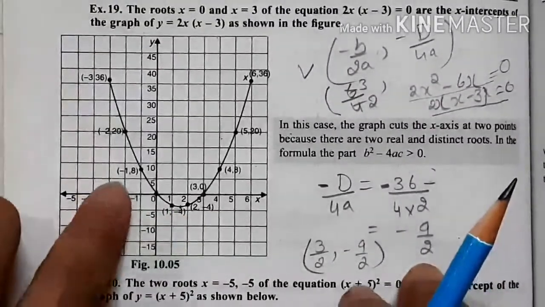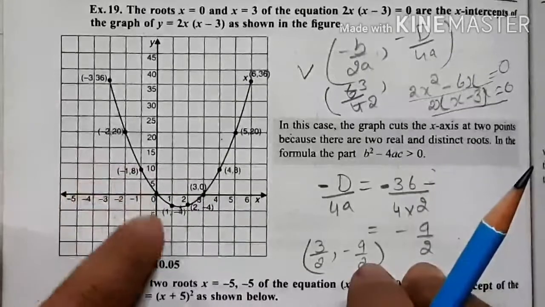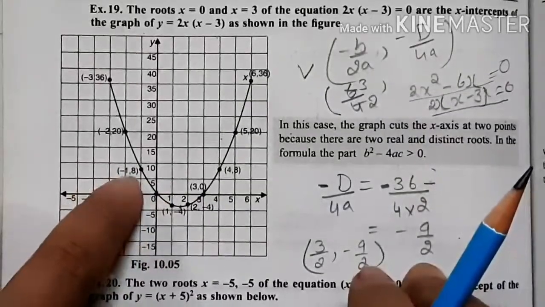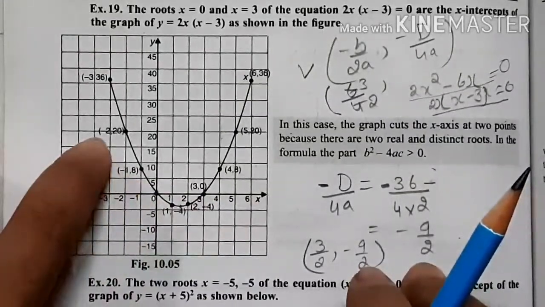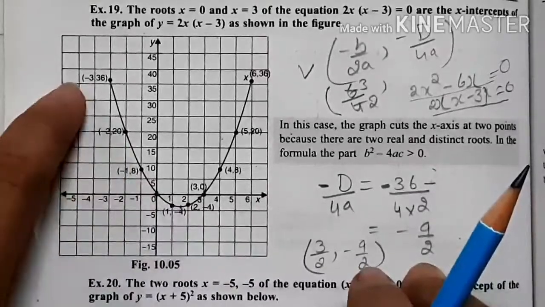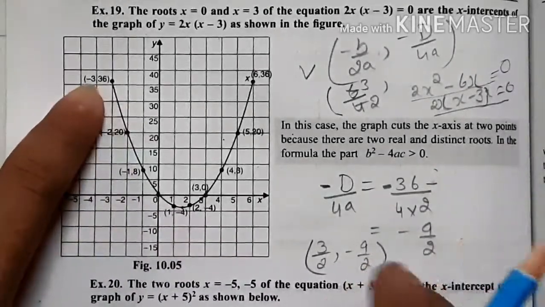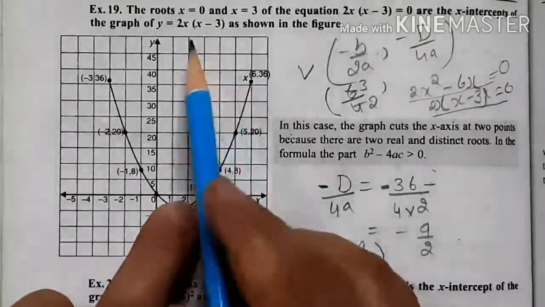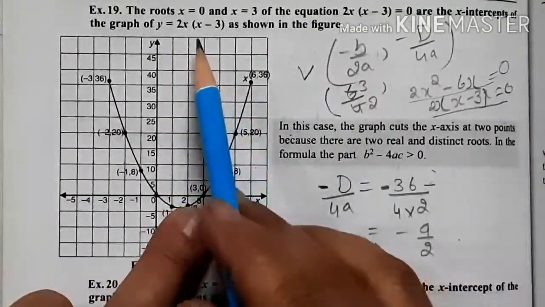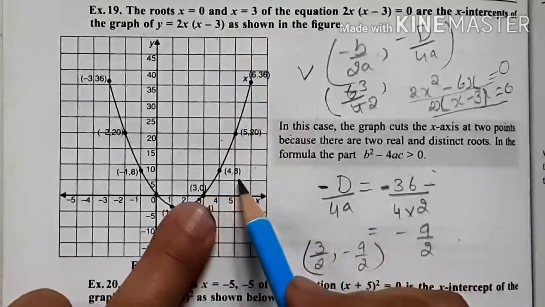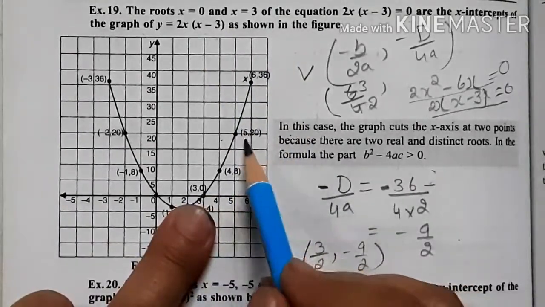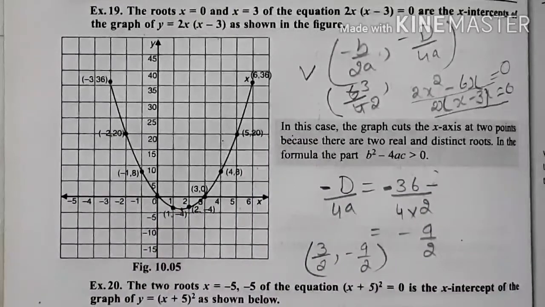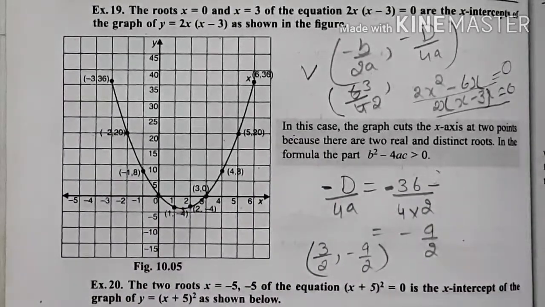And for other points, if we take x as minus 1, your y value is 8, x is minus 2, y value is 20, x is minus 3, your y value is 36. And if you take x value 3, your y value will become 0. If you take x value 4, your y value will be 8. Similarly, other points you have to take and mark accordingly.